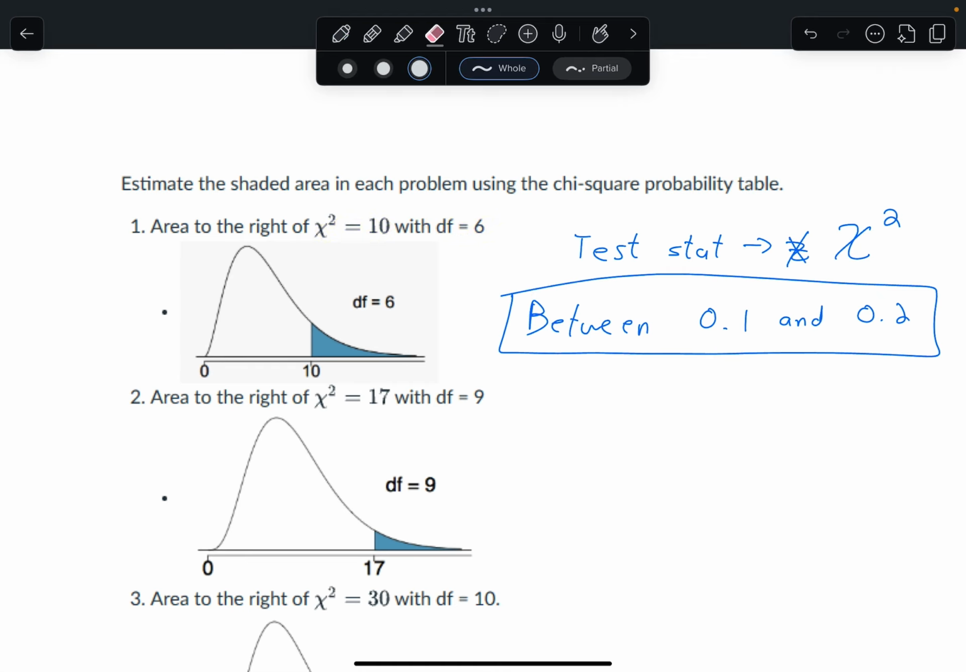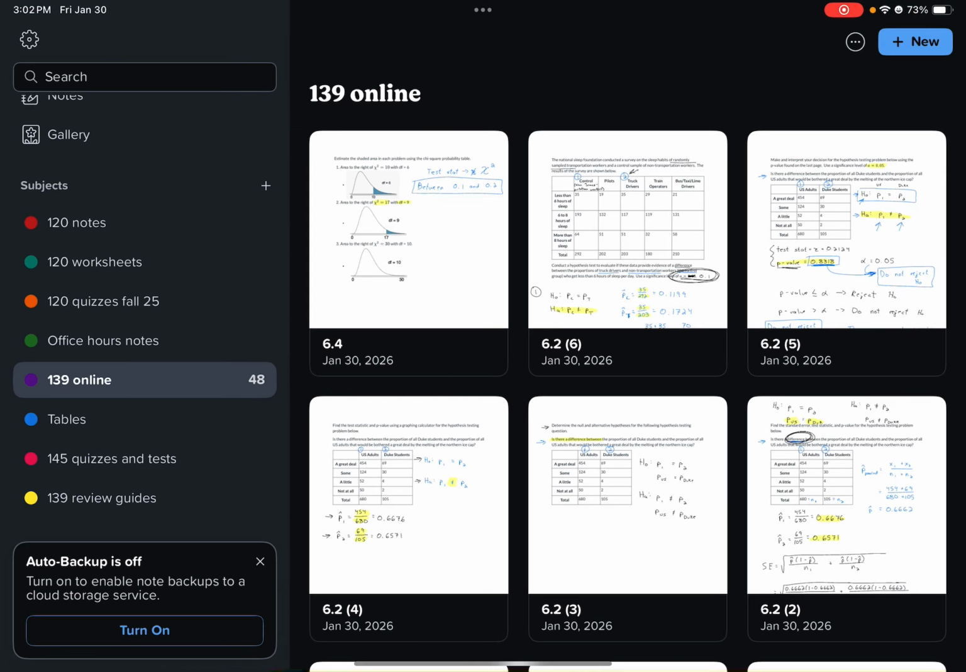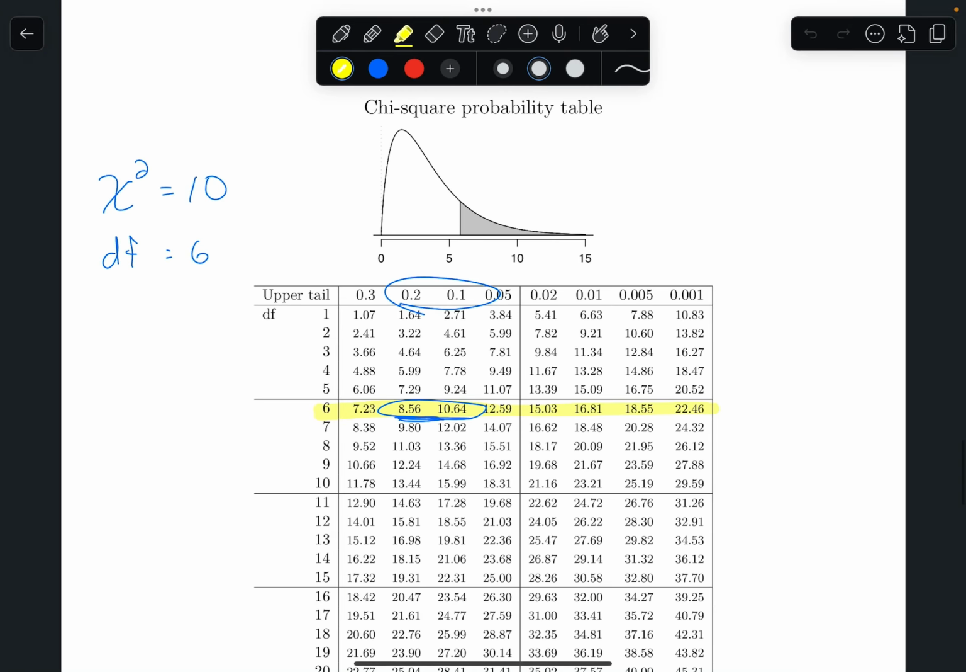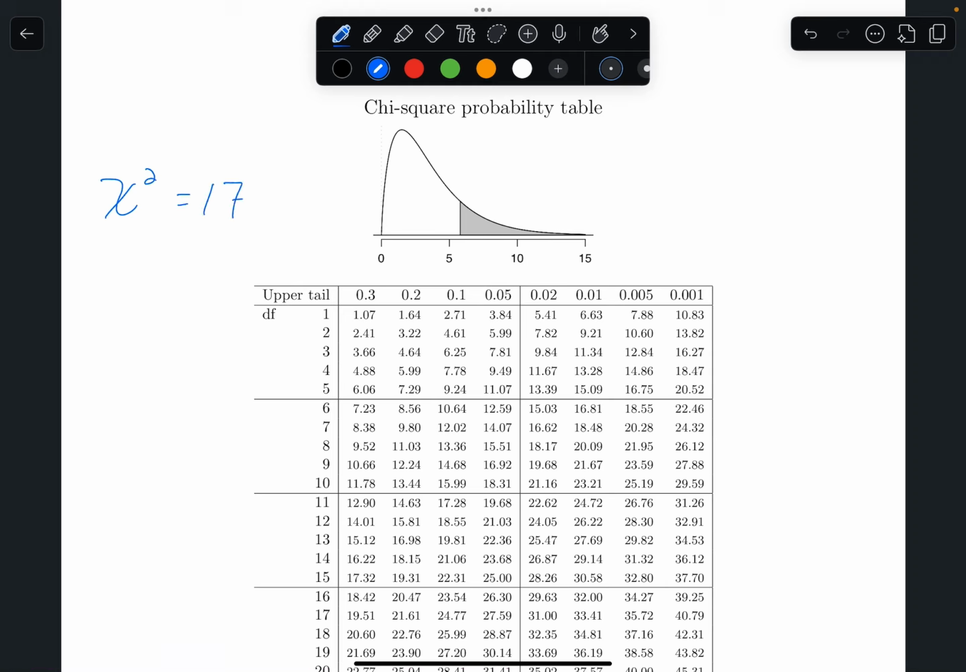So the next problem that I'll be looking at has a chi-square value of 17 with 9 degrees of freedom. So chi-square is 17. My degrees of freedom are 9 here. So hopping back to my probability distribution, I'm going to erase what we have just so we can start fresh. And we said chi-square equals 17. Degrees of freedom are 9.